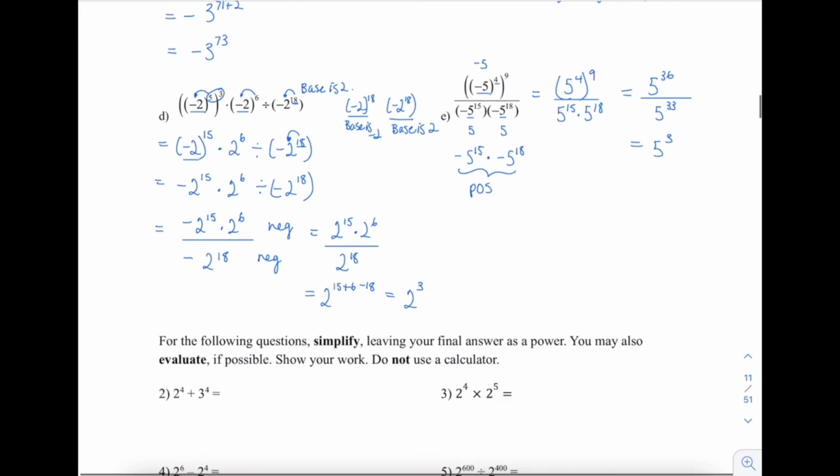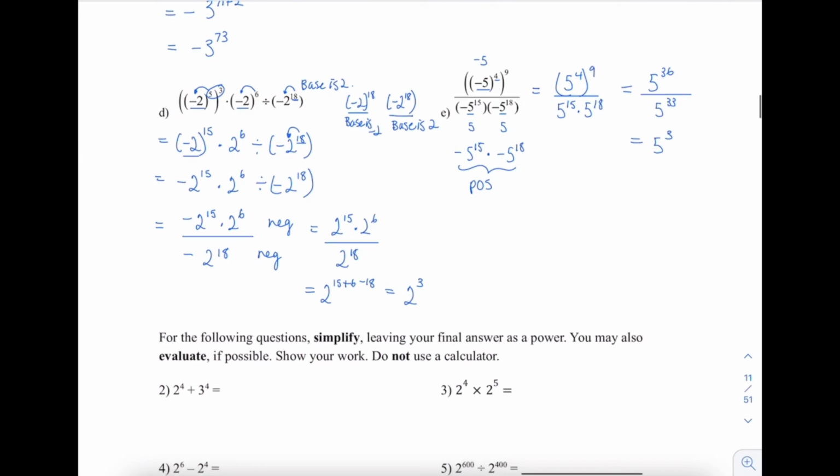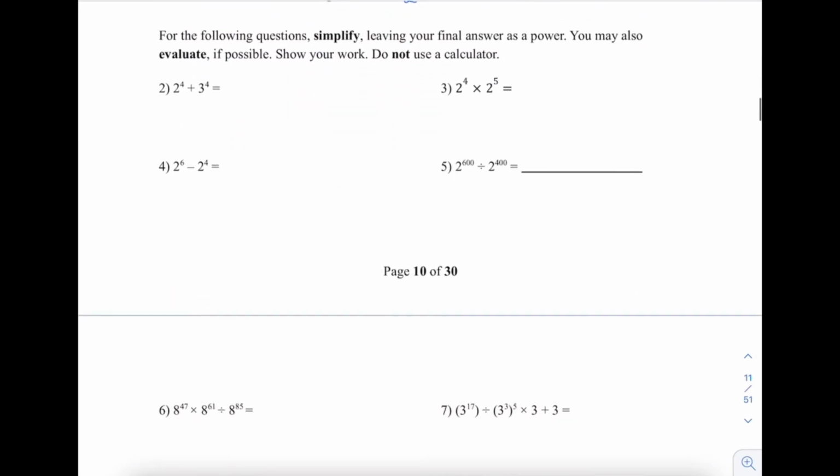So I know these are a little bit challenging. I'd like you to make sure that you do a bunch of practice with this. If you don't get it, please ask your teacher. Please come to extra help. What I'd recommend now, guys, pause the video, try the next questions, and then come back here and make sure that you got them right. Okay, so I would pause now and give these a shot.